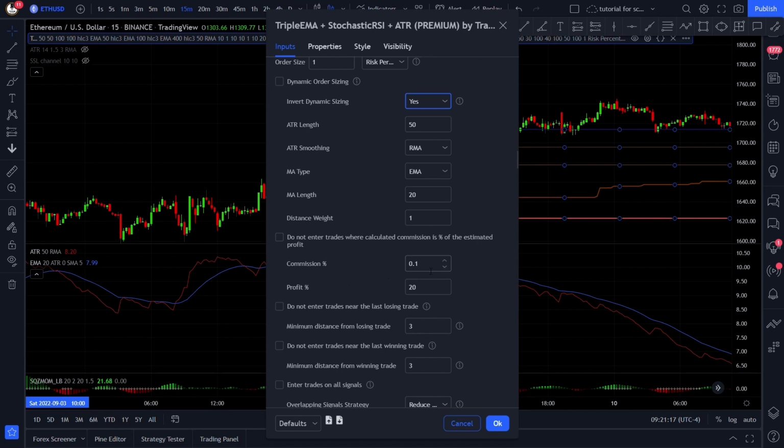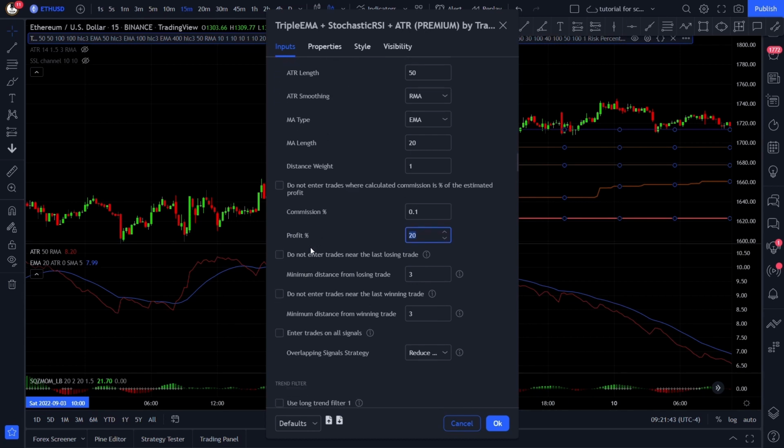Let's say we are using a 0.1% fee per trade, and we don't want to enter into trades where the fees are higher than 20% of the estimated profits. For this, type in 0.1 to the commission field and 20 to the profit percentage field. Keep in mind that when you are using a trading stop-loss exit, this calculation will be based on the risk-to-reward ratio you set, no matter if it's not used for any position exits by the strategy.